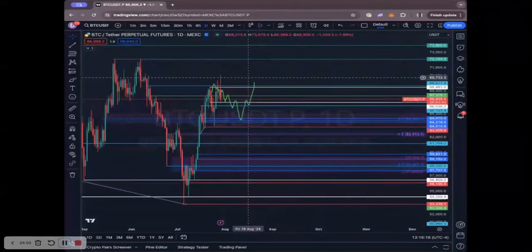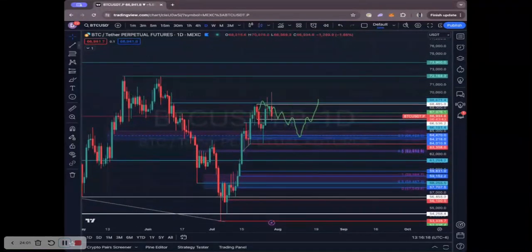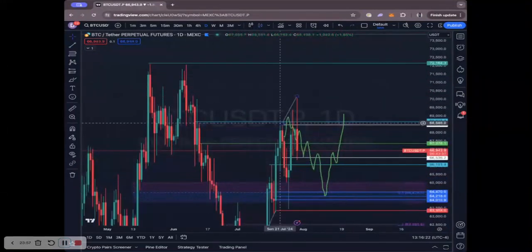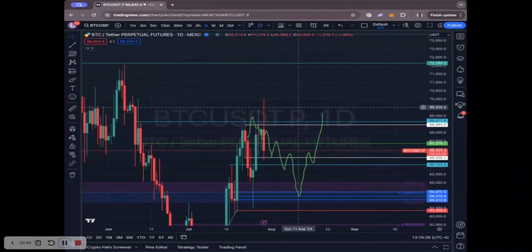So same thing here. Nothing changed for me for Bitcoin. We did have a 3 tap here, which is not perfect, but yeah, it's not even that.